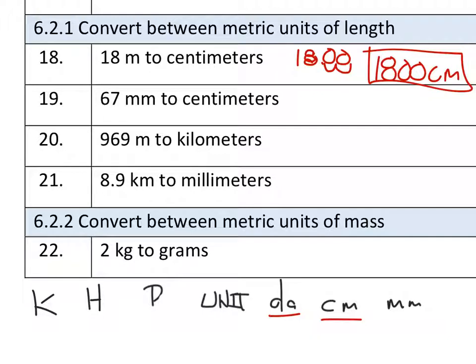So this next one, same idea, except now, with this 67, we're starting with this millimeter stuff and we're going to the left. So we're going to move that decimal to the left 1 space to get to centimeters. And we end up with 6.7 centimeters.